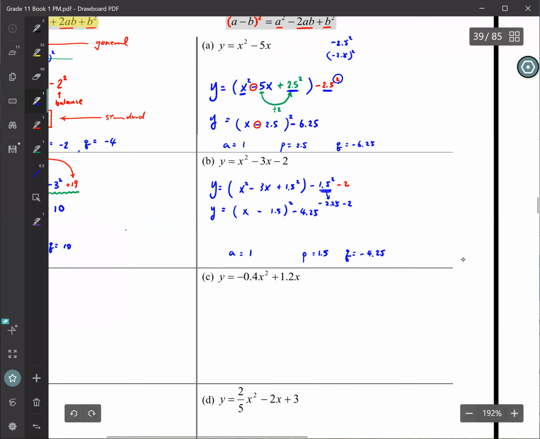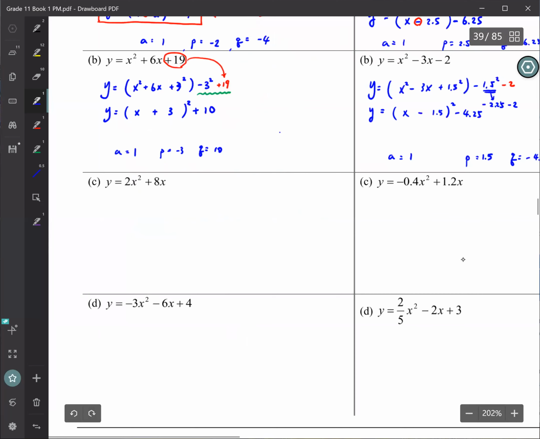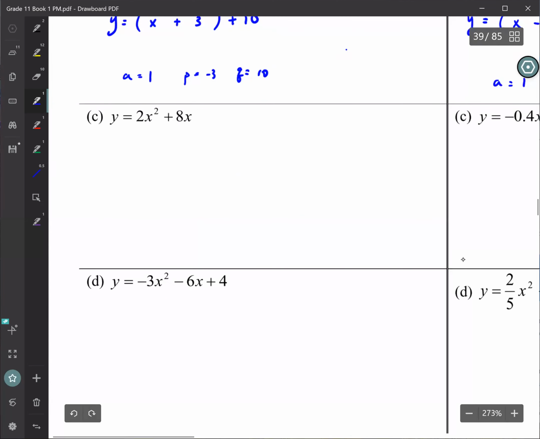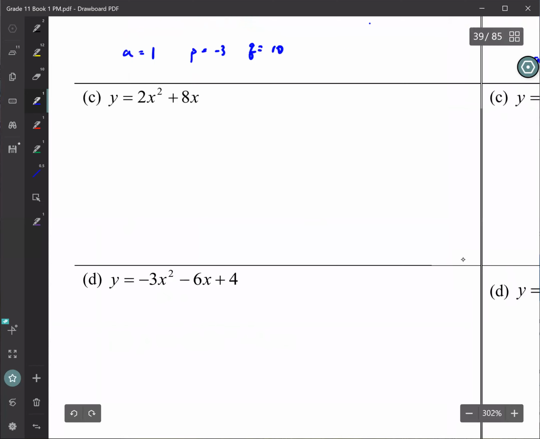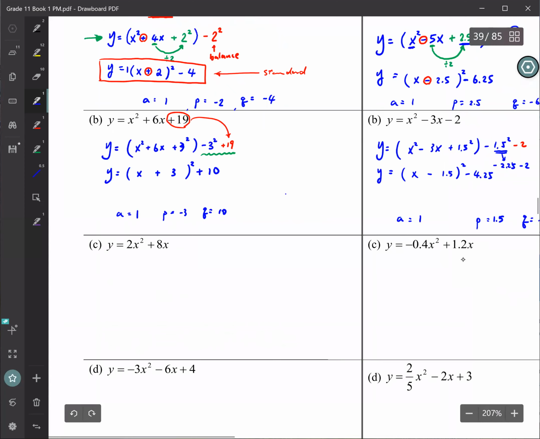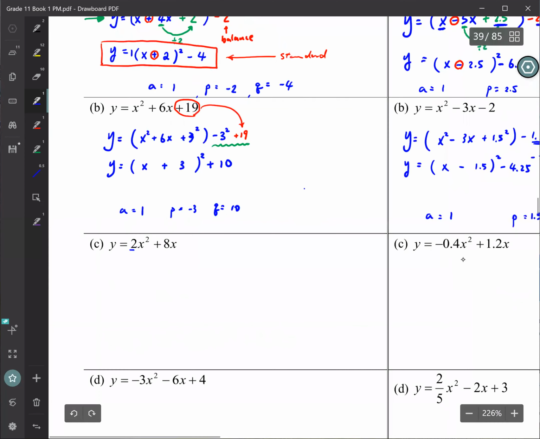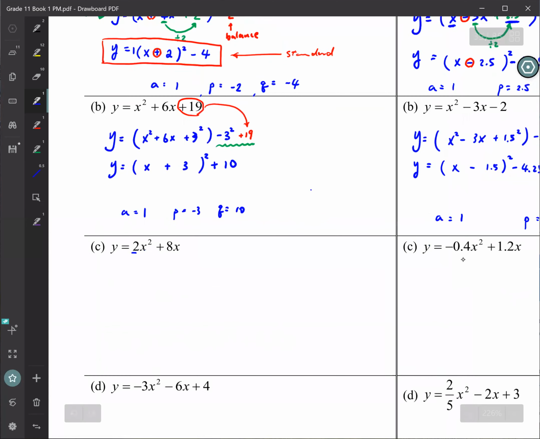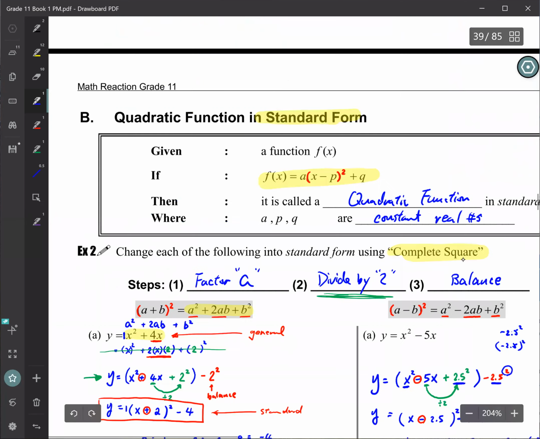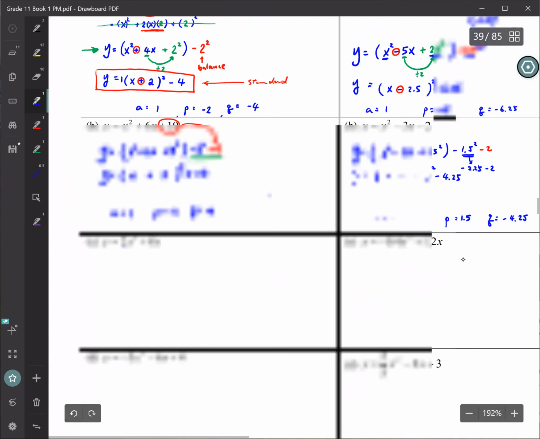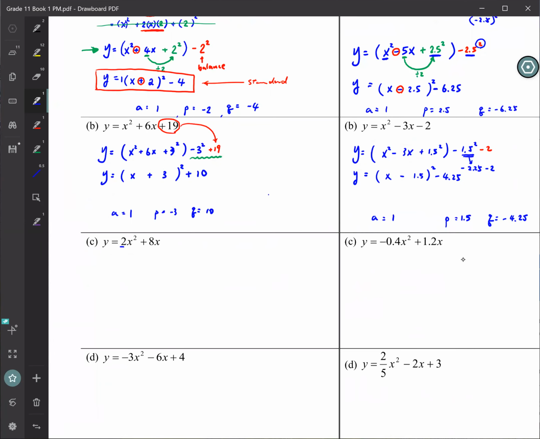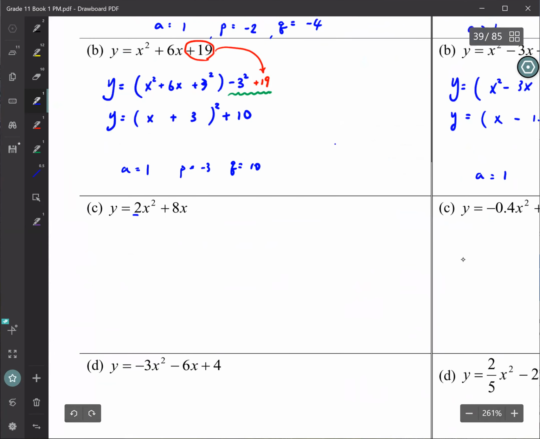I know it's a little bit over time because this is our first week. We had to go over some other things at the beginning, right? All right, so let's go to question C. Question C is a bit different now because now you have an extra 2 at the front. So that's the A value I was talking about. There's an A in front in general form. A is a 2, B is the 8, and C is 0.